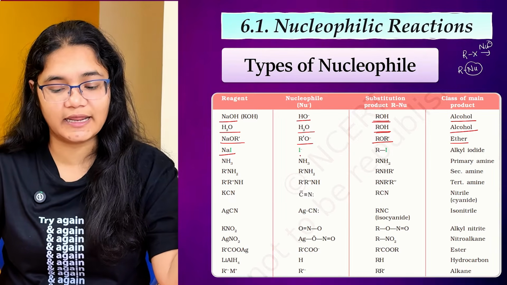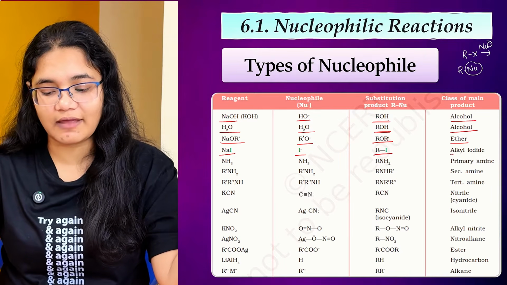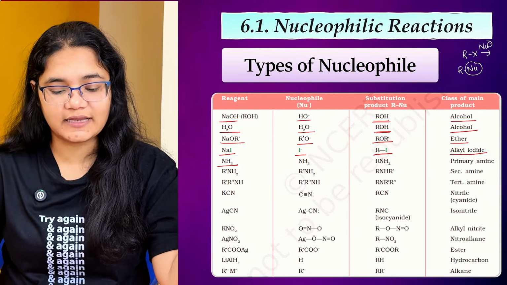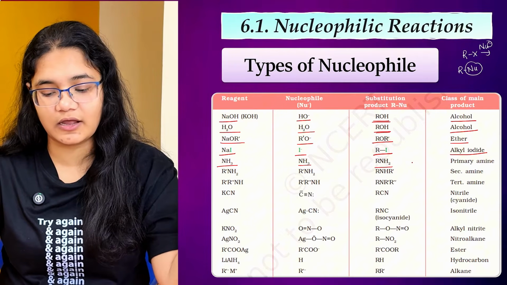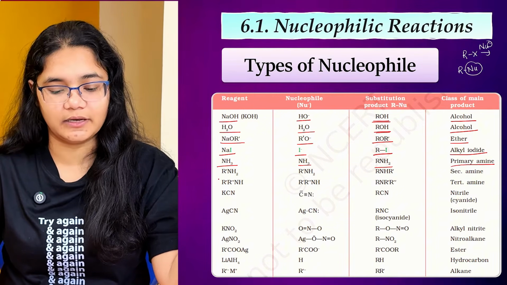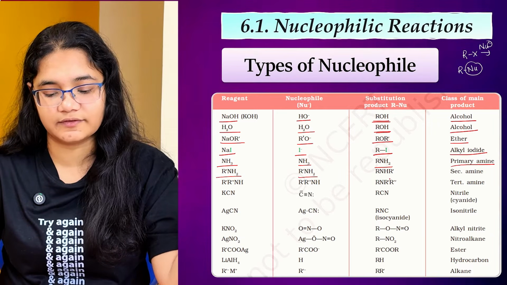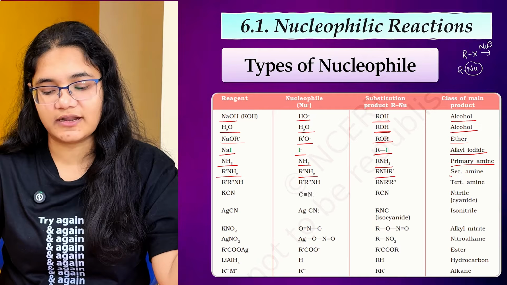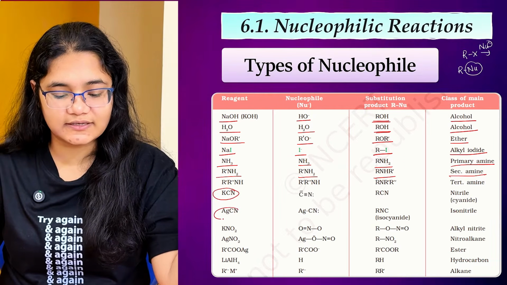Next, if I use NaI, that will be I minus, and this I minus will attack on R and I'll get alkyl iodide. Next, NH3 we have, and this is also a nucleophile, and you will get RNH2, which is a primary amine. Next, we have R'NH2. R'NH2 will be attacking on this one, and you have RNHR', and this is a secondary amine. Similarly, you can see, but these two reagents are very, very important.